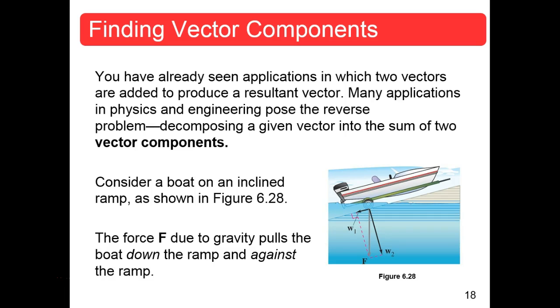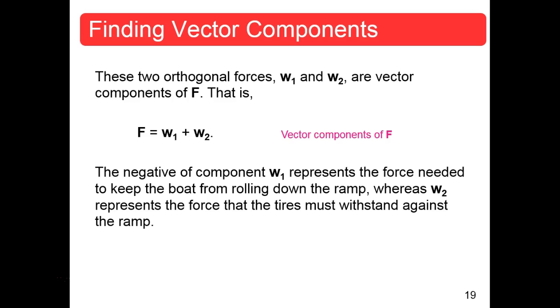But if you're thinking of the force to pull it up here, let's call that T or something like that, then this would be the opposite of T, and this would just be the other component of that. So the force due to gravity pulls the boat down the ramp and against the ramp. In other words, gravity is pulling that wheel against the ramp, that's the normal force, and down the ramp, that's what you're having to overcome by pulling it up the ramp. Okay. Those two orthogonal forces, W1 and W2, are vector components of F.